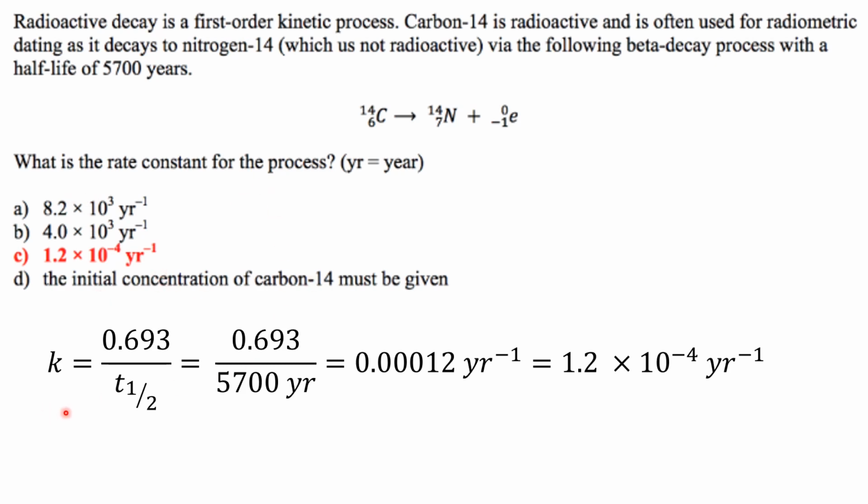Now here you have to apply the same equation, that is small k is equal to 0.693 upon T half, where T half is the half-life and small k is the rate constant. So you will put the value here, that is 0.693 upon 5700 years, and from here you will get the answer 1.2 multiplied by 10 to the power minus 4 year inverse. This is the rate constant for this process where you are given the half-life, that is 5700 years.